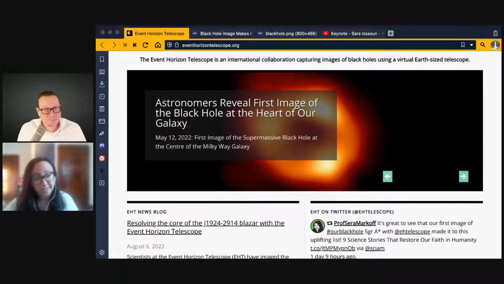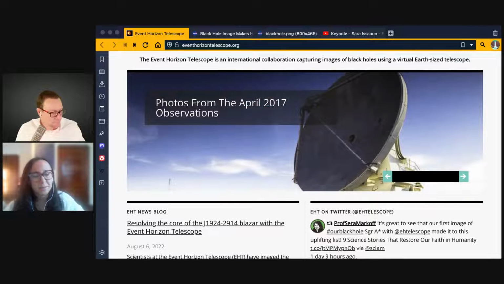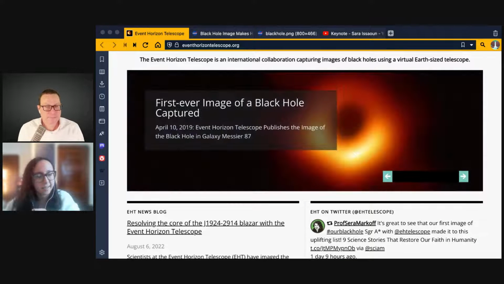One is at MIT Haystack in Boston, right here. And then one is in Bonn, Germany, at the Max Planck Institute for Radio Astronomy. So they get half the data and they get half the data.